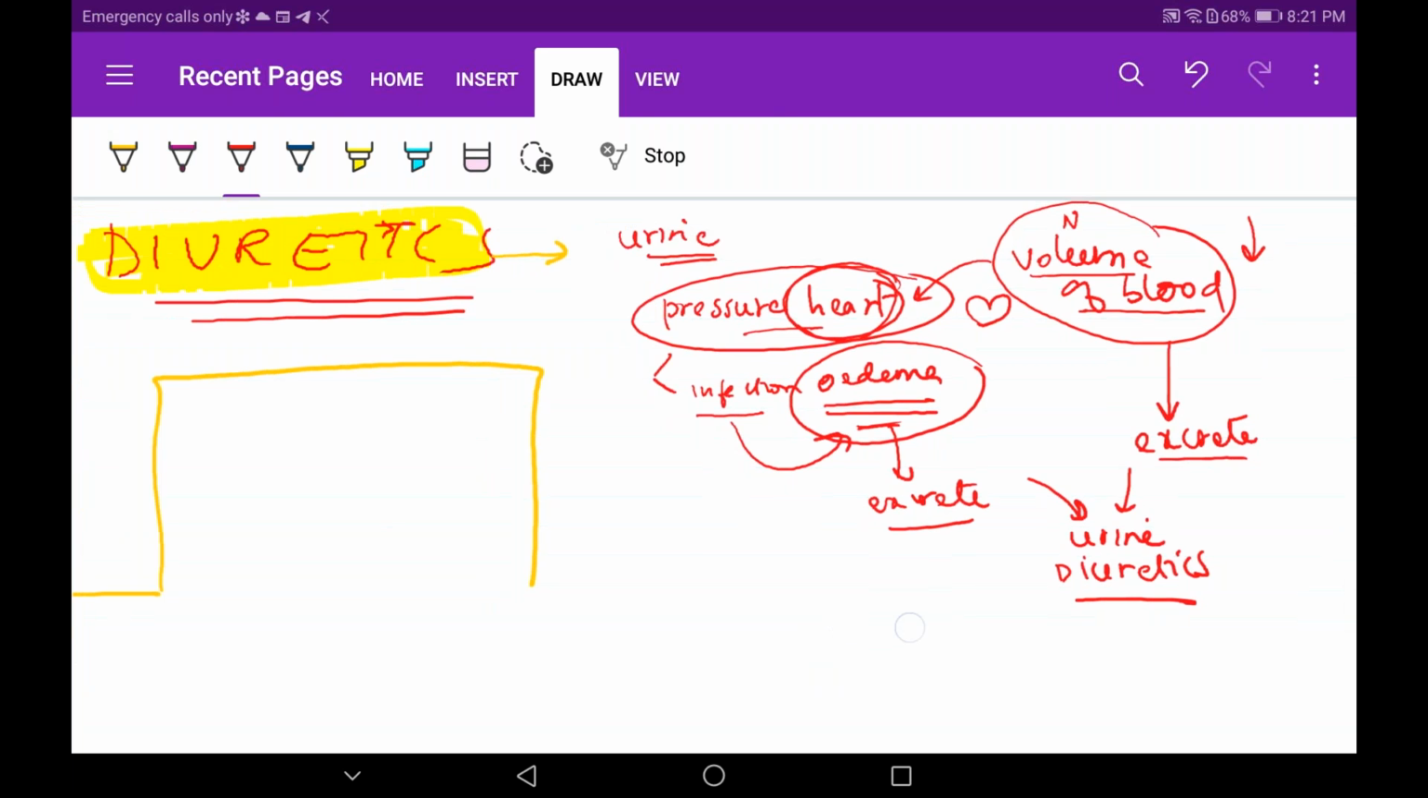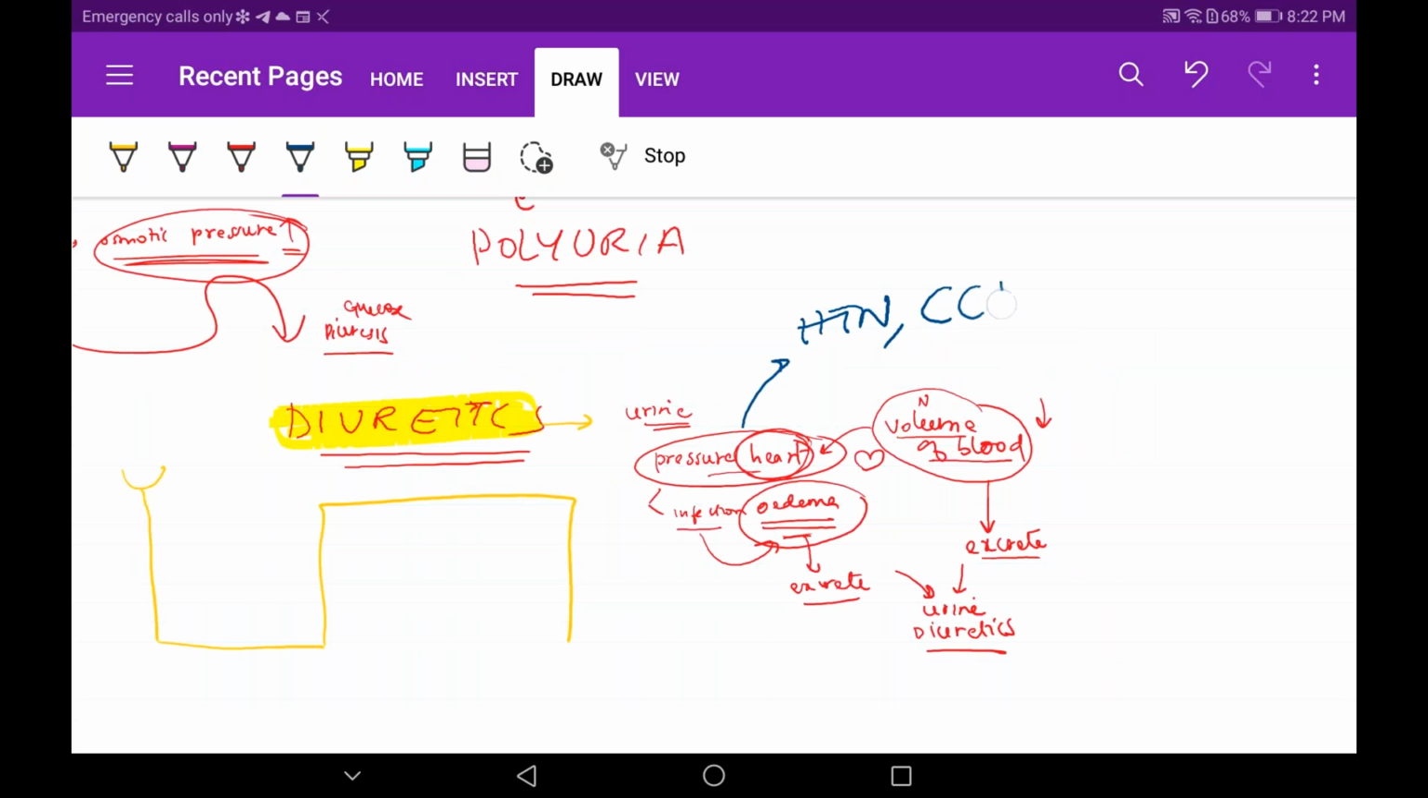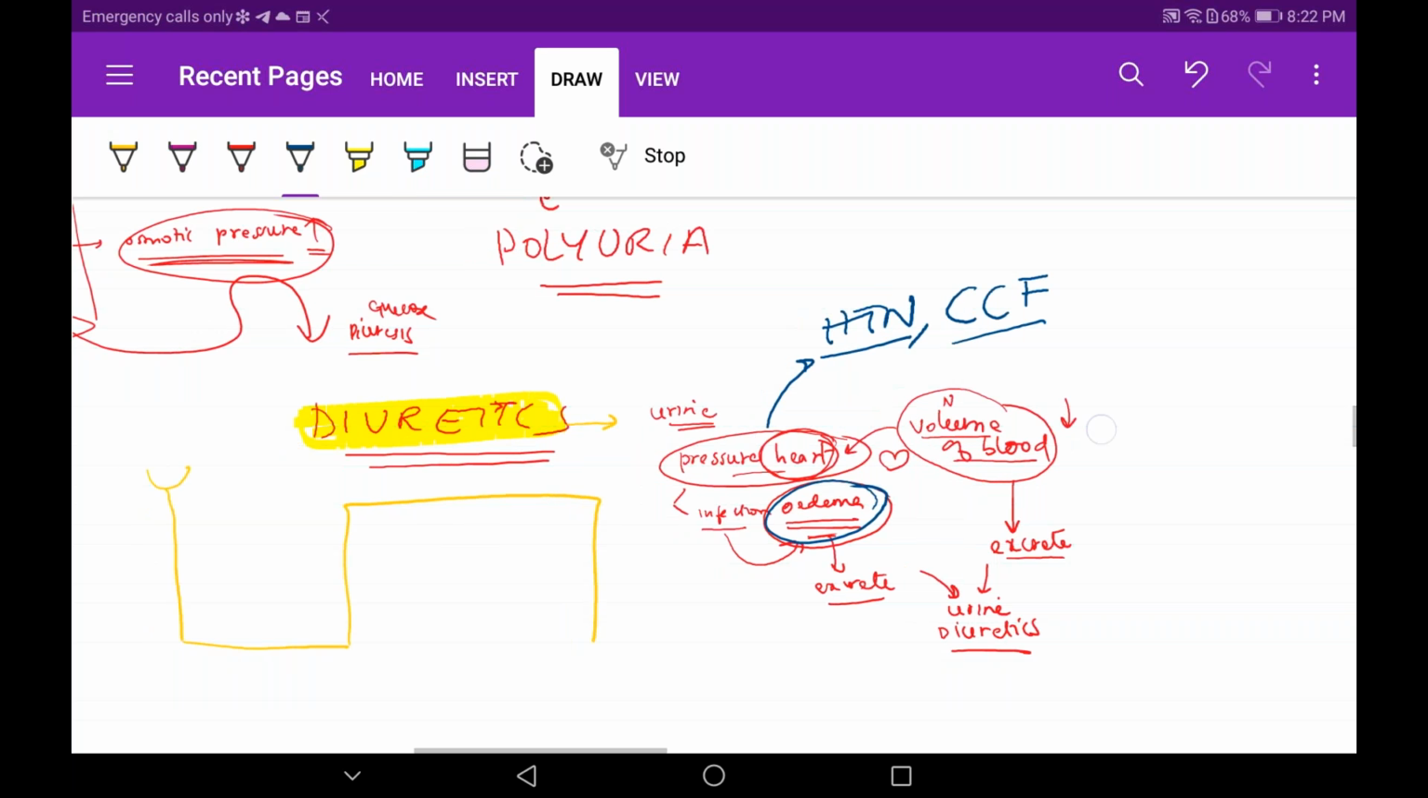So now, if there are certain interested people who want to know the conditions, we can simply write: sometimes in hypertensive patients, there is load on the heart. In congestive cardiac failure, there is load on the heart. Okay, these are two heart conditions commonly seen where we'll give diuretics. Hypertension or congestive cardiac failure. Edema also we will give diuretics. Now, only two diuretics I will tell. Okay, you'll get confused otherwise.